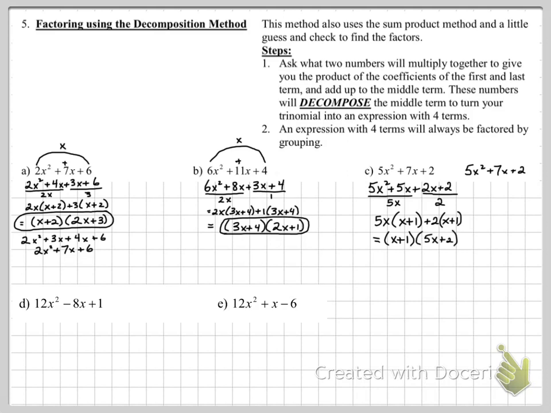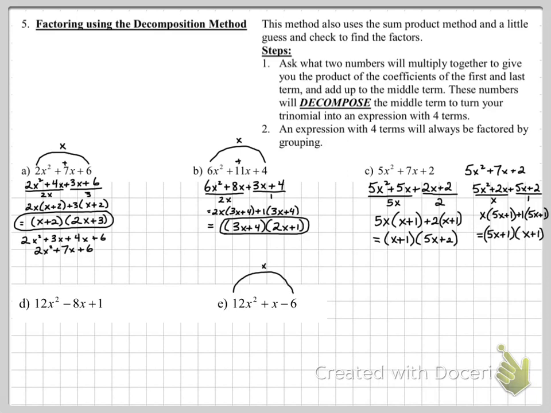Now if I did it again, except I rewrote the middle terms the other way to get 5x squared plus 2x plus 5x plus 2, I can now factor an x out of the first two to get x times 5x plus 2, and then plus, I can factor a 1 out of the last two to get 1 times 5x plus 2. I really messed that up. I'll have to fix that. And let's go to the last one.